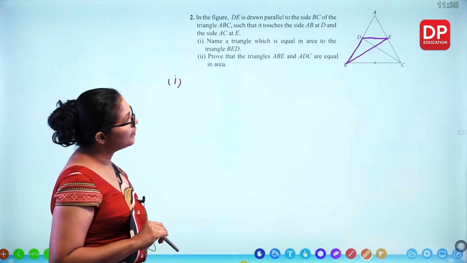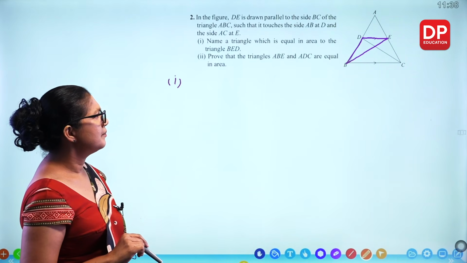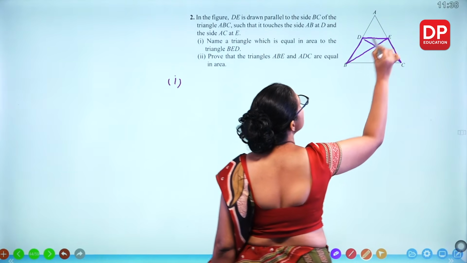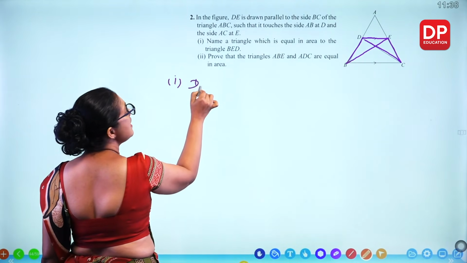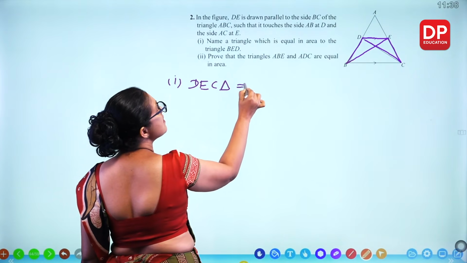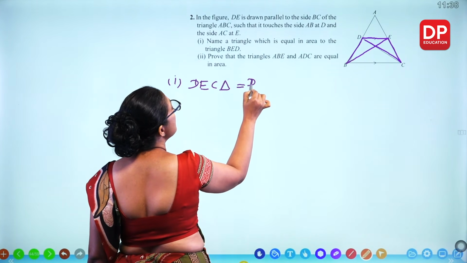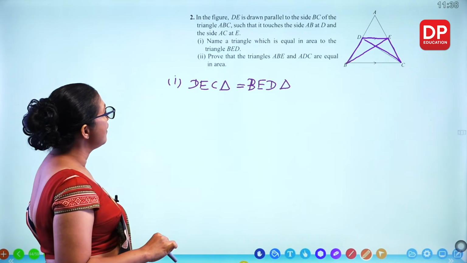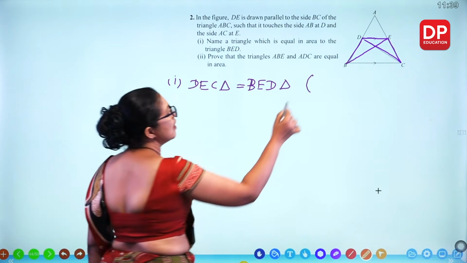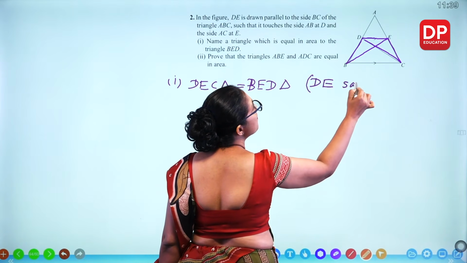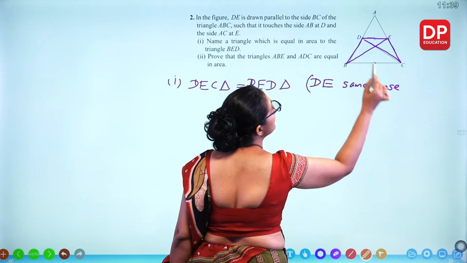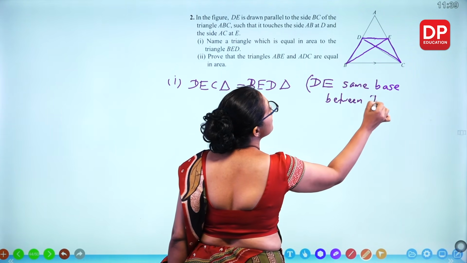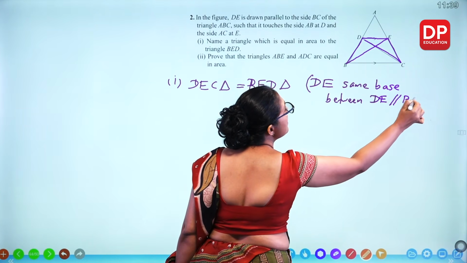What's the triangle equal? Look carefully and see. This one. Because when you take these two parallel lines, we see that triangle DEC area is equal to triangle BED. The reason is they have the same base DE and both lie between the two parallel lines DE and BC.